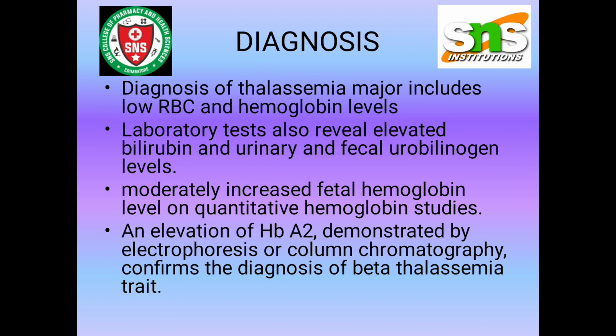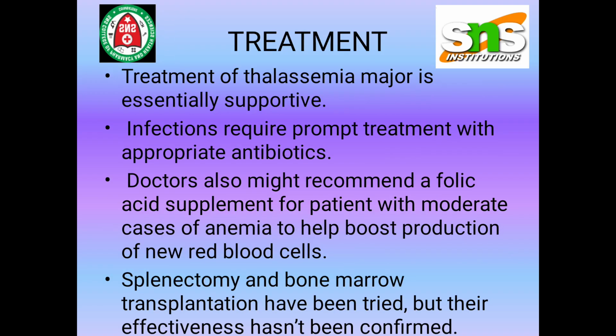And how come the diagnosis? The diagnosis of thalassemia major includes low RBC and hemoglobin levels. Laboratory tests also reveal elevated bilirubin and urinary and fecal urobilinogen levels, and a moderately increased fetal hemoglobin level on quantitative hemoglobin studies. An elevation of HbA2 demonstrated by electrophoresis or column chromatography confirms the diagnosis of beta thalassemia trait.